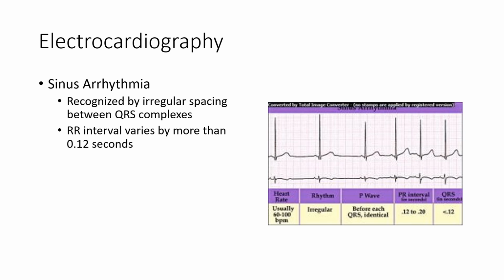Sinus arrhythmia is recognized by irregular spacing of the QRS complexes. You'll notice these R to R intervals, some of them are closer together, some of them are farther apart. This is marked by whenever the R to R interval will vary by more than 0.12 seconds.